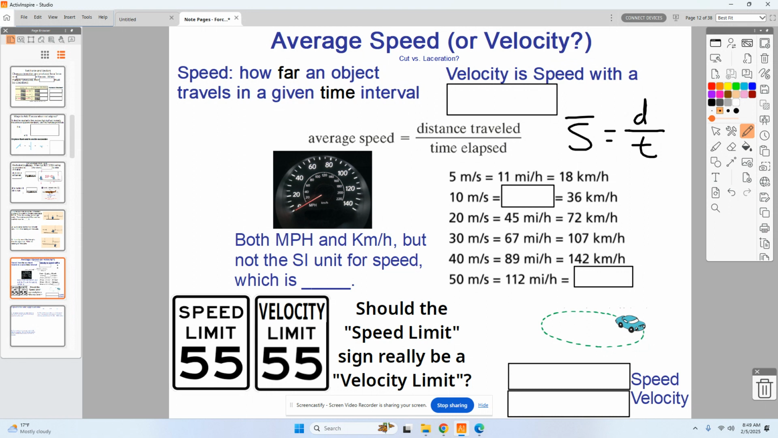Now, velocity is not the same as speed. And I want to take a moment and just talk about what velocity is. I'm sure you've heard of this maybe before. Maybe, raise your hand. You've heard of velocity? A few people? All right.